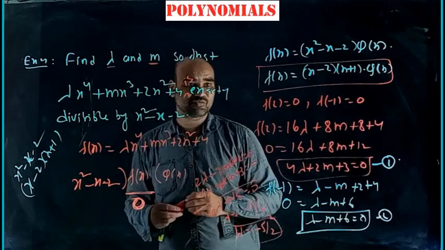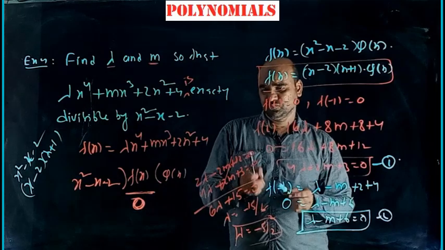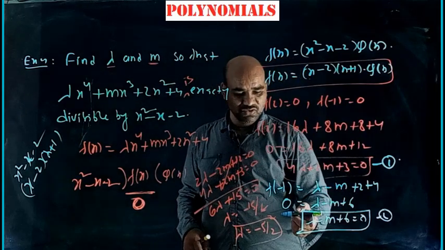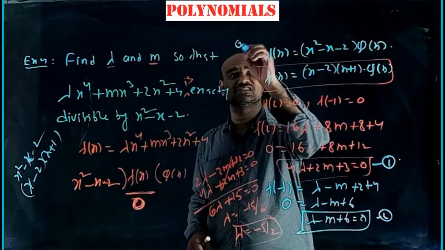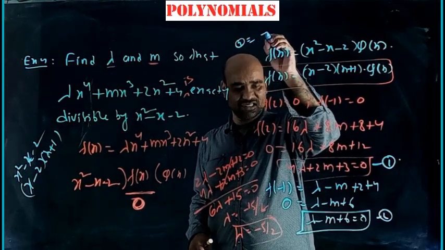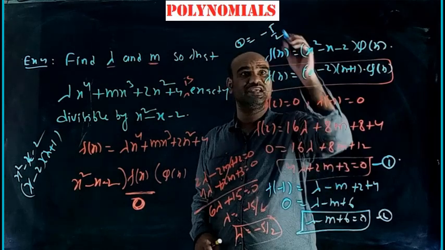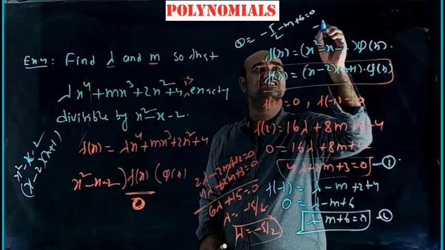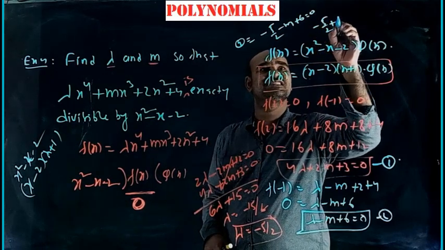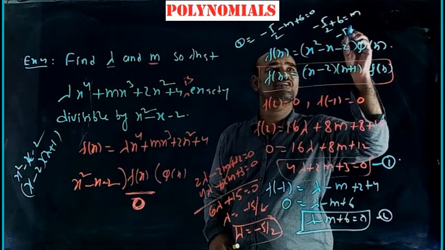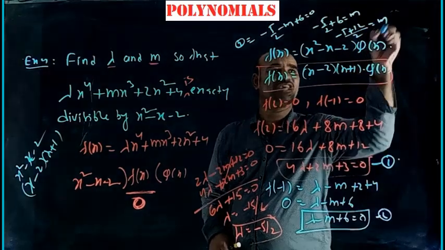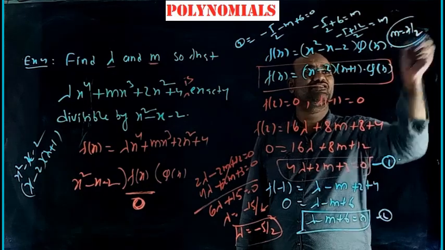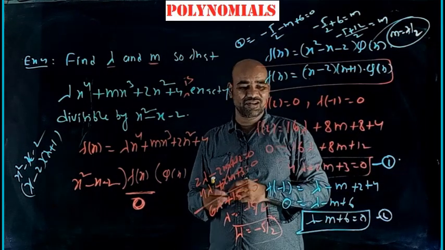So you can find the corresponding m by using this lambda value. I want to substitute here. So the second equation gives minus 5 by 2 minus m plus 6 equal to 0, or minus 5 by 2 plus 6 equal to m. Minus 5 plus 12 by 2 equal to m, so m equal to 7 by 2. So m value is 7 by 2 and lambda value is minus 5 by 2.